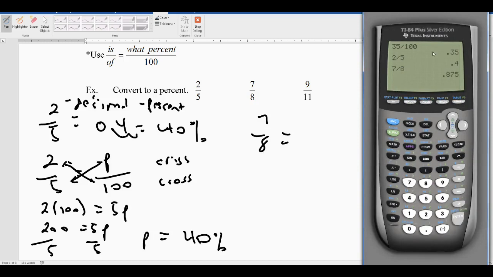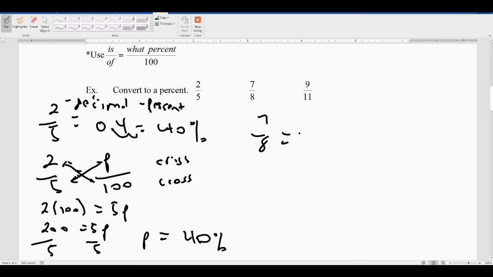Because 7 divided by 8 is 0.875. And then I move that decimal 2 places to the right. 87.5%. And then it's 9 over 11.